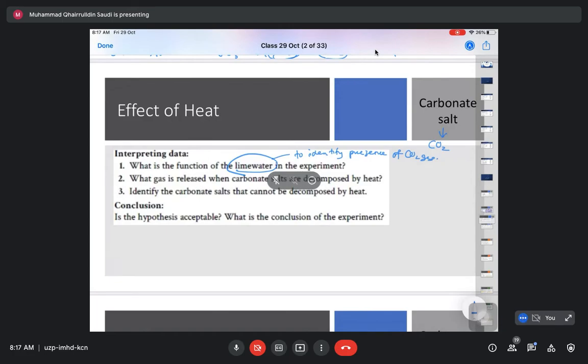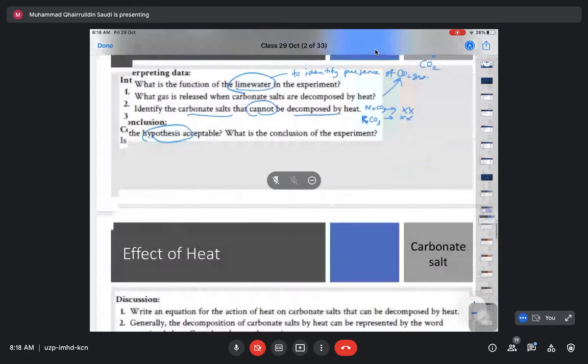Carbon dioxide gas lah. Identify carbonate salt that cannot be decomposed. Okay, ada dua sahaja carbonate salt yang bila kita panaskan, dia tak jadi apa-apa. Dua je. Iaitu sodium carbonate dan potassium carbonate. Okay. Sodium and potassium carbonate kalau kita panaskan tak jadi apa-apa. Right. So is the hypothesis accepted? No lah, because not all carbonate salt can be decomposed into metal oxide and carbon dioxide gas.